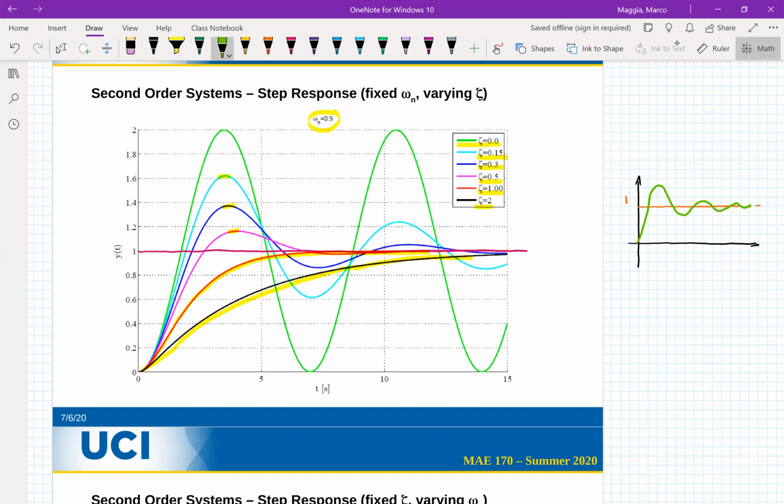So the system is trying to mimic the input, but it will never be able to be exactly like the input. The only way for the output to be exactly like the input would be if the transfer function of the system was exactly equal to 1.